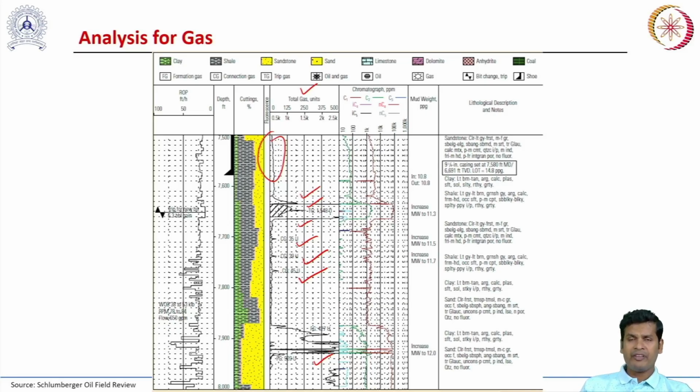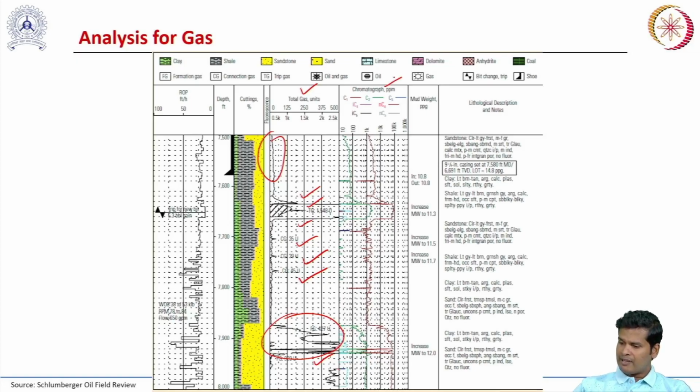Not all of them are indication of a gas bearing formation and oil bearing formation. For example, in this mud log, only this peak is indication of a hydrocarbon bearing formation. We will discuss at the end of this lecture why this is the case. Before that, we need to discuss a few more concepts related to this.